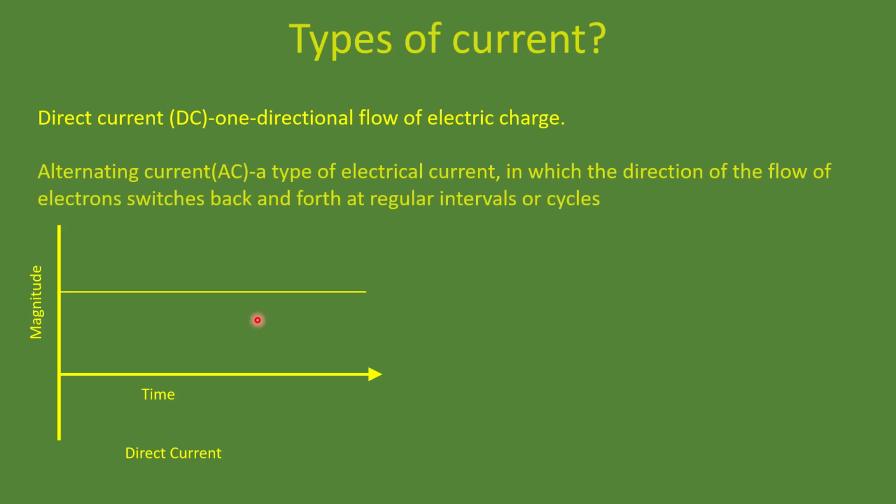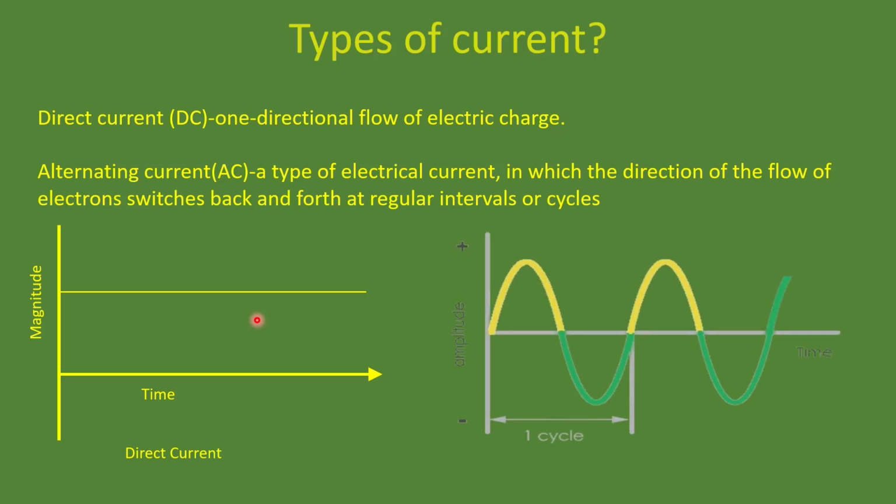The other type of current is alternating current. In this type, the direction of flow of electrons switches back and forth at regular intervals of cycles. That means if you plot a graph, it will be a sine wave. At the time of 0, the value was 0. The value is increasing and becoming a peak value, and it is decreasing to 0. Again increasing in reverse direction and coming back to 0.